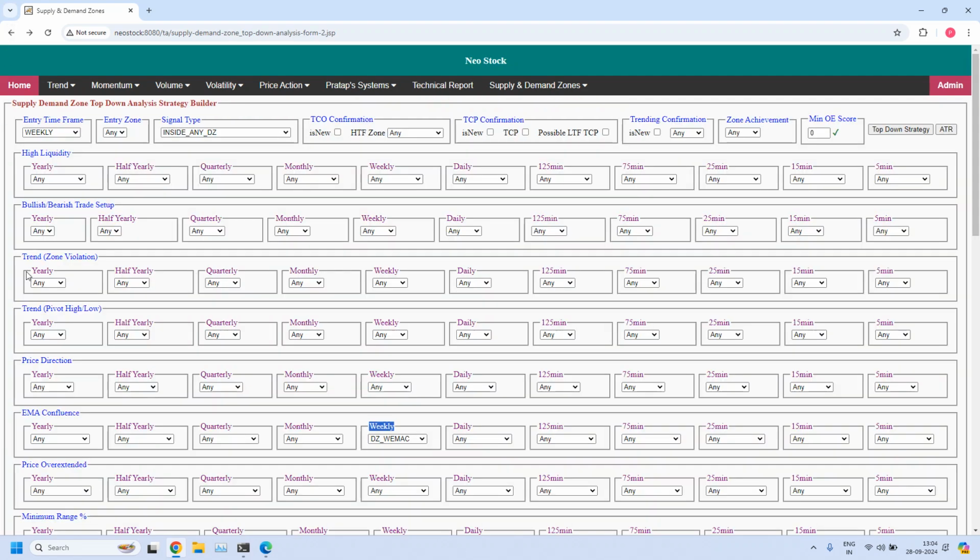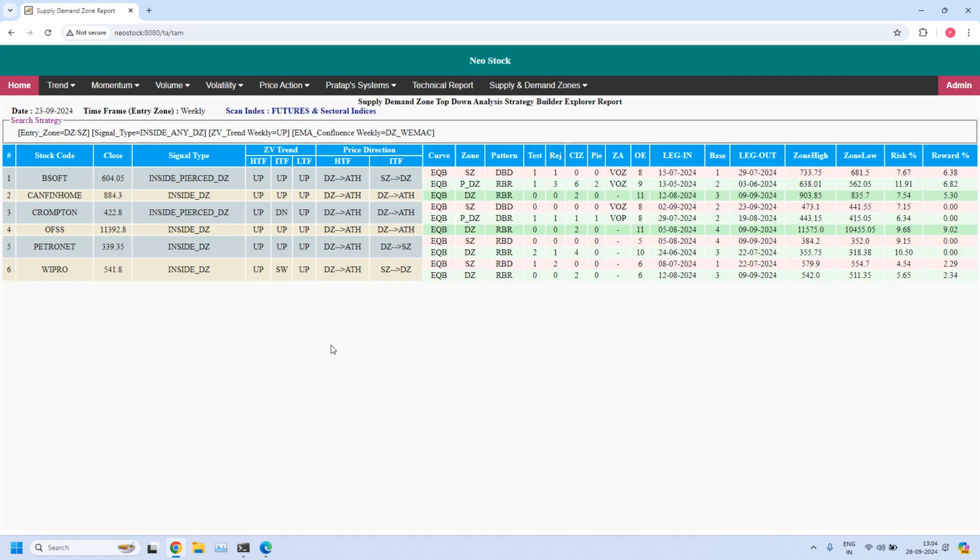Or we can add one more filter, zone violation trend weekly time frame. I am selecting up. See, all the stocks having uptrend are filtered. These 6 stocks are filtered. See, the filtering mechanism always helps you save your time so that you can focus on the stocks that are having parameters convenient to your expectations or your analysis.